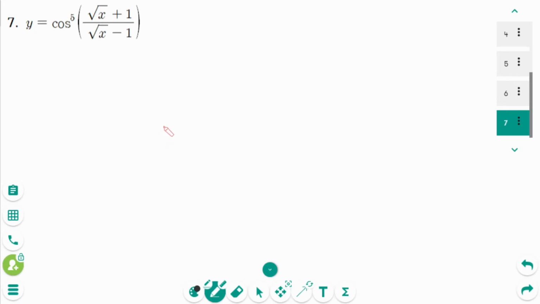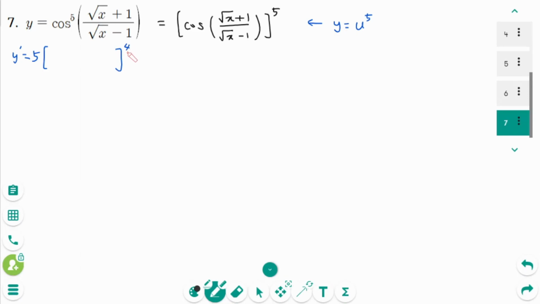This is the last one. We can rewrite as cosine of square root of x plus 1 over square root of x minus 1 to the power of 5. Just think of it as y equals u to the power of 5. Then y prime equals 5 u to the power of 4 times u prime. The inner function is cosine square root of x plus 1 over square root of x minus 1.